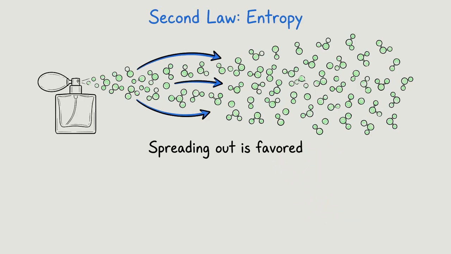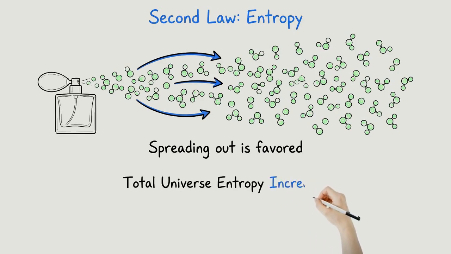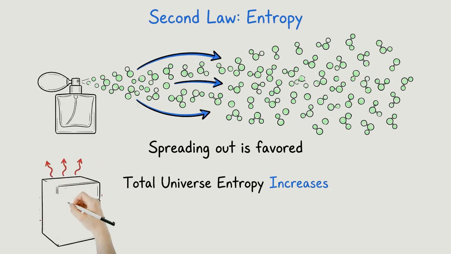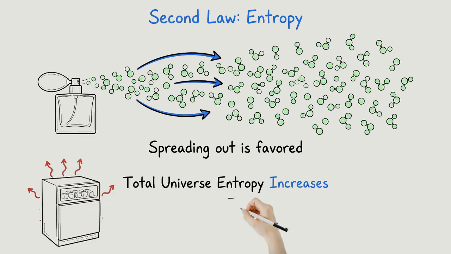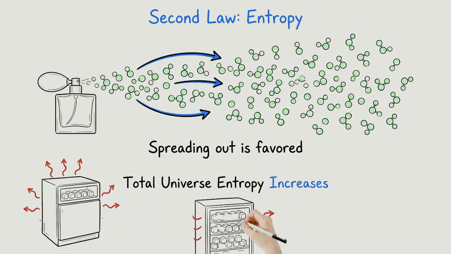The key rule is that for a natural, spontaneous process, the total entropy of the universe increases. The system can become more ordered if the surroundings become even more disordered. That is why a freezer can make ice. The water becomes more ordered, but the freezer releases heat into the room and uses electricity, increasing entropy overall.